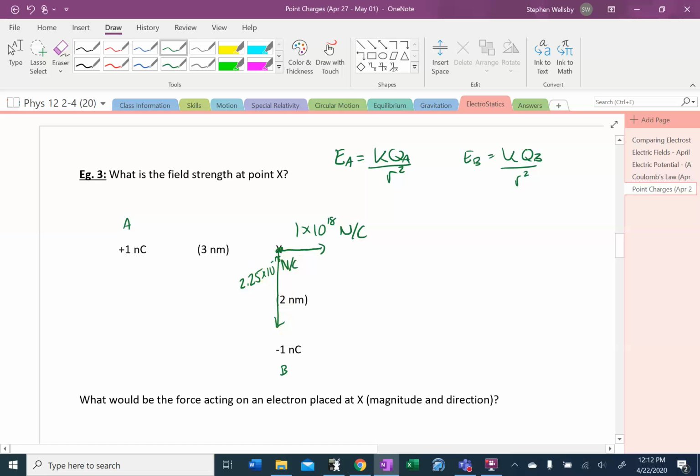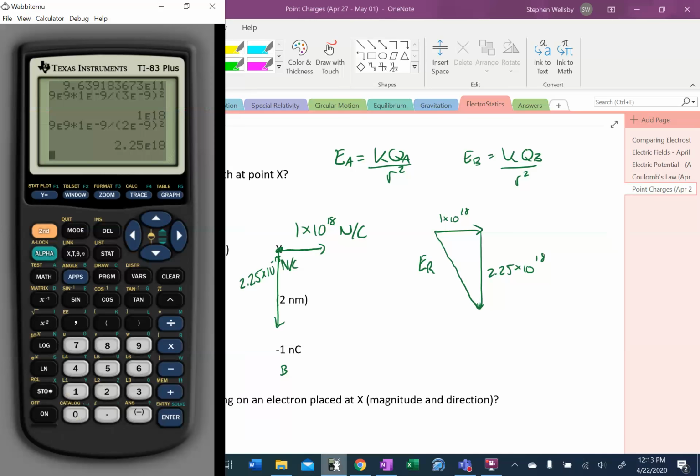So we've got our two field strengths here. Let's add them up. Well, we have this vector in this direction here, 1 times 10 to the 18. We've got this vector here, 2.25 times 10 to the 18, and we're trying to determine what our overall resultant force or resultant field is going to be. So this is our resultant field. Well, we should be able to solve this now. We're going to be just squaring both sides of these to find the answer using Pythagoras. So 2.25 squared plus 1 times 10. Oh, sorry, these are to the 18, not negative 18 here.